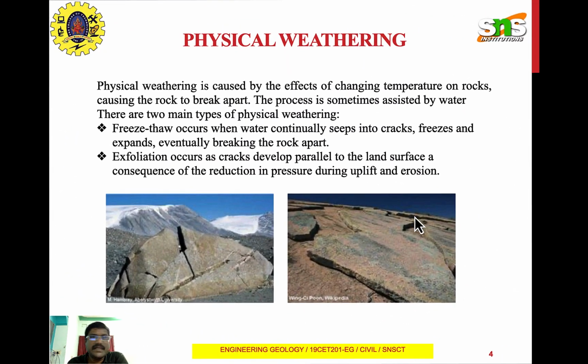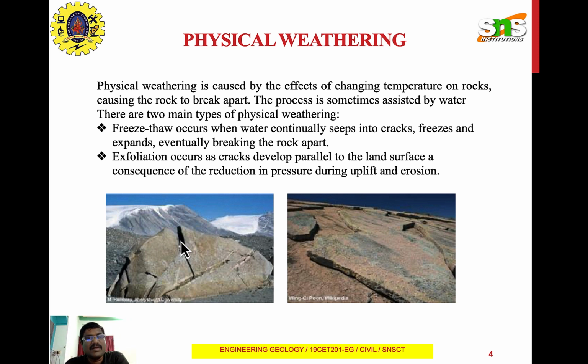So physical weathering is caused by the effect of changing temperature on rocks, causing the rocks to break apart. The process is sometimes assisted by water. There are two main types of physical weathering. One is freeze-thaw. It occurs when water continuously seeps into the rock cracks, freezes and expands, eventually breaking the rock apart. So normally it occurs in places with colder temperatures, where the temperature varies around minus degrees Celsius.